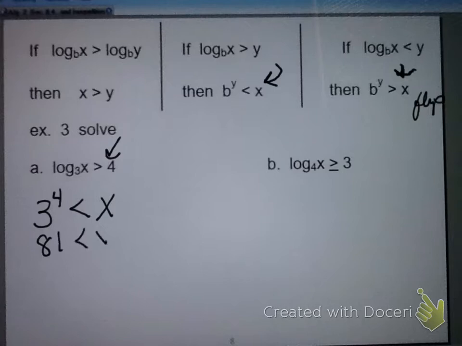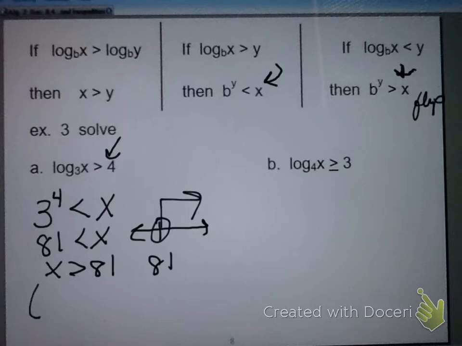And remember that anytime you have a variable, you always have to have the variable on the left side. So we're going to have to pick this up and turn it completely around to say x is greater than 81. Let's do a quick little number line. That's 81 all the way to infinity. So we've got to put it in interval notation, which is 81 to positive infinity.